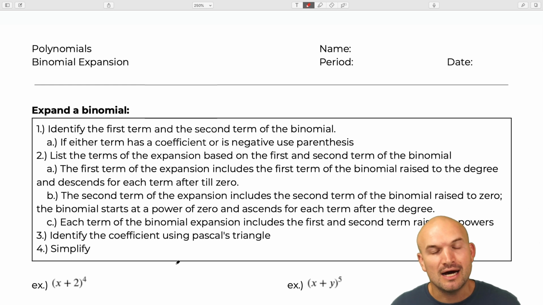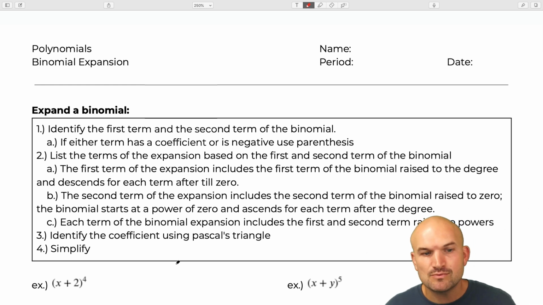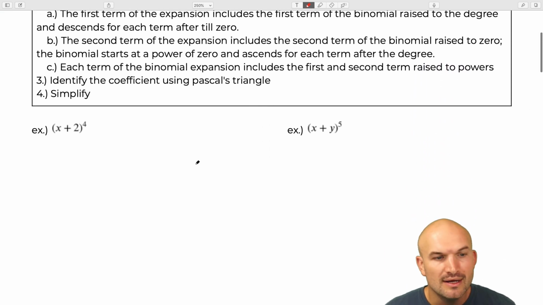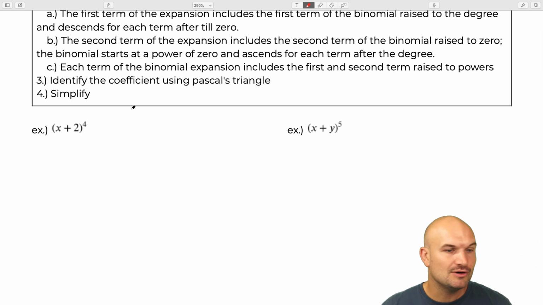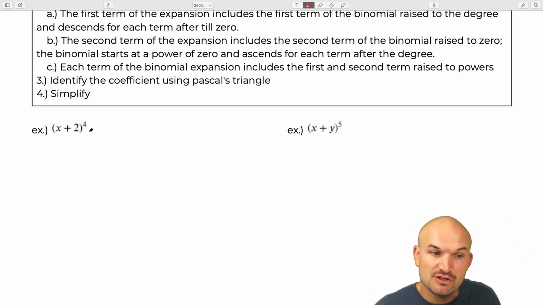There you're going to see a couple more examples, as well as a little bit more in depth of the notes and the processes that will make all of this make sense, such as Pascal's triangle for the binomial expansion. Again, the purpose of Pascal's triangle for binomial expansion is to not have to multiply this out. I know a lot of students will look at x plus 2 to the fourth and say, you know what, I'm just going to multiply this out.